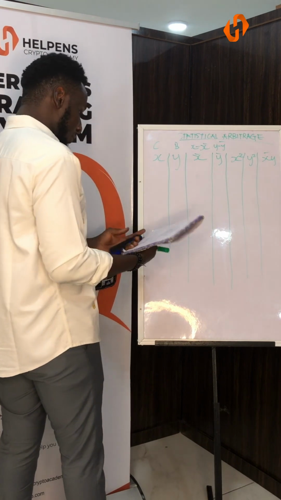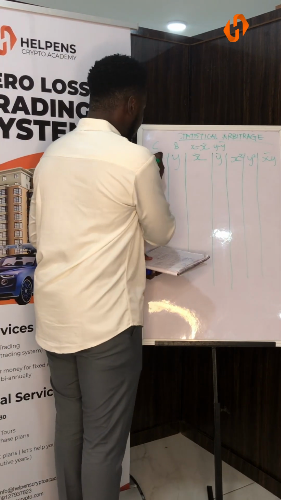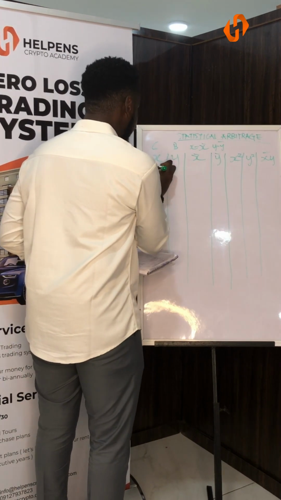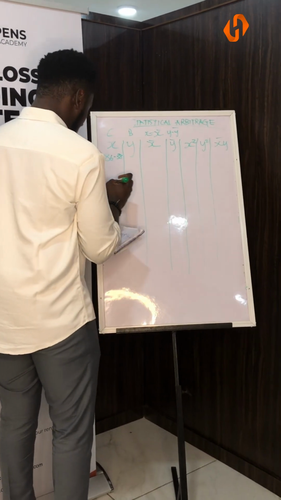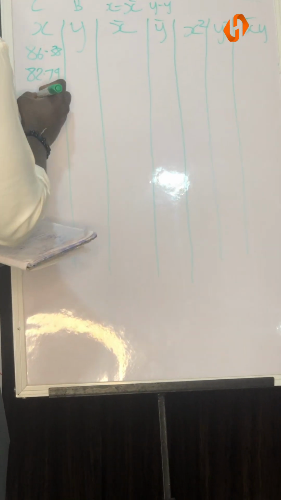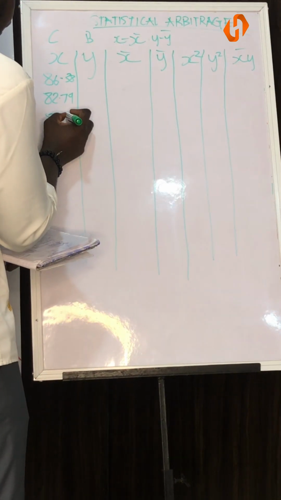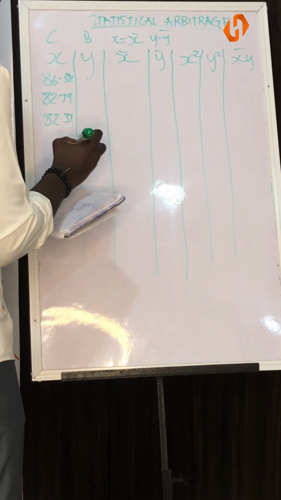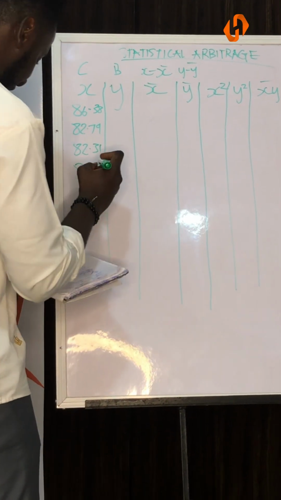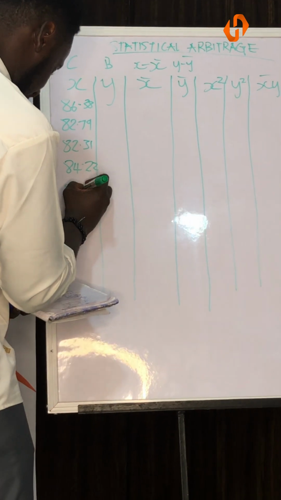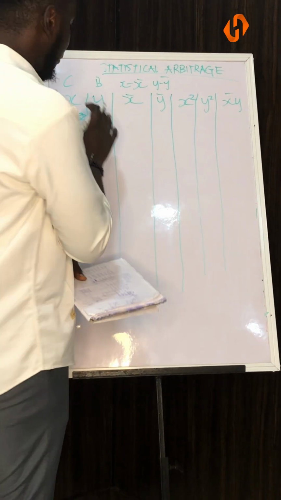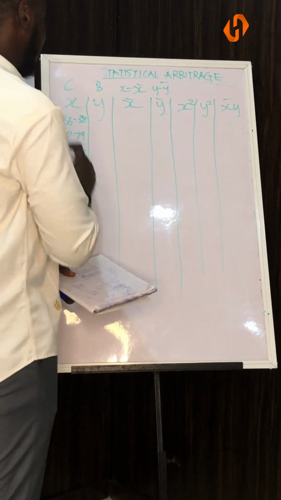So for the crude oil, which is commodity X, on day 1 we have 86.38, day 2 we have 82.79, day 3 we have 82.31, day 4 we have 84.22, and then lastly day 5 we have 89.23. These are the closing prices for the crude oil, which is the WTI.